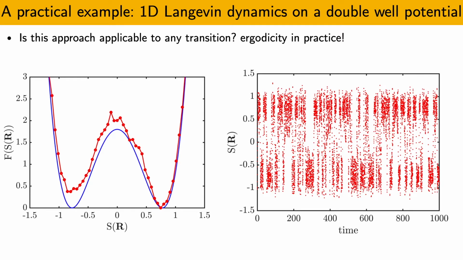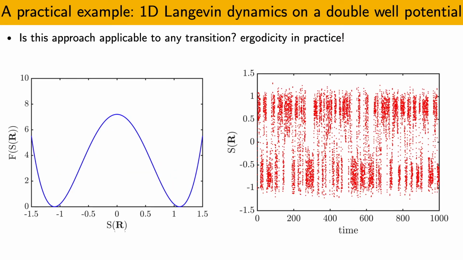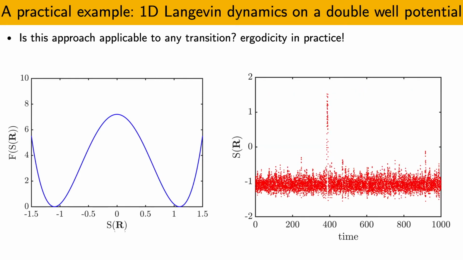However, if we increase the barrier further, we will reach a limit in which the characteristic time associated to a transition between metastable states is of the order of magnitude of our simulation time. So, for example, in this case, when our barrier reaches a significantly larger value, we can only observe a single very brief transition between the two metastable states.